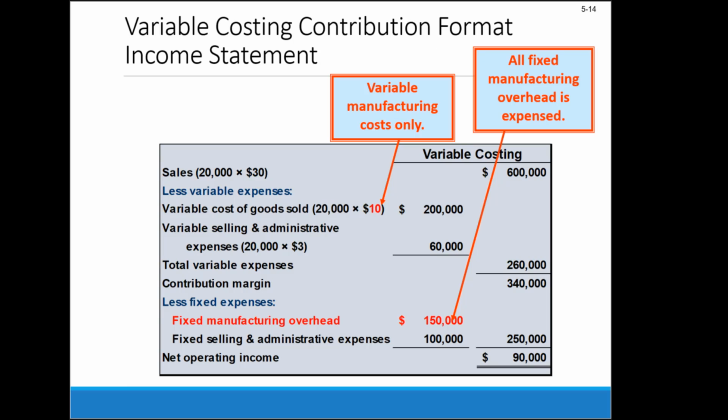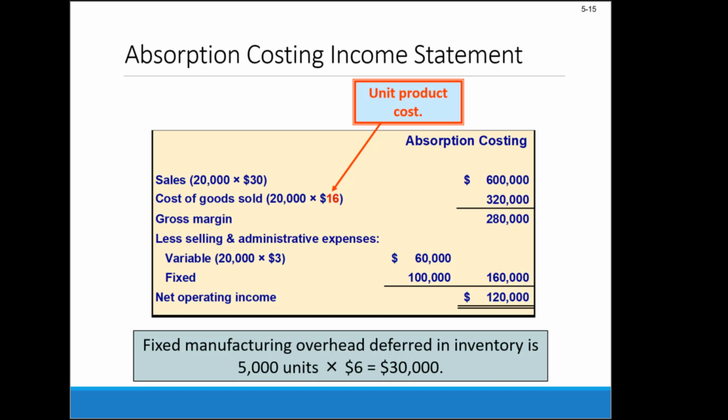Now the difference of 30,000, remember variable costing here, net income of 90,000, now absorption costing, 120. That difference of 30,000 is attributable entirely to that treatment of fixed overhead. Under absorption costing, we have deferred, or trapped if you will, $30,000 in fixed overhead cost in inventory related to those unsold units that were produced. So that generates the entire difference in income between the two costing methods.